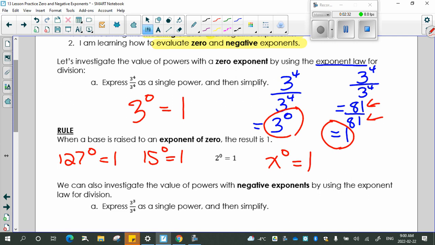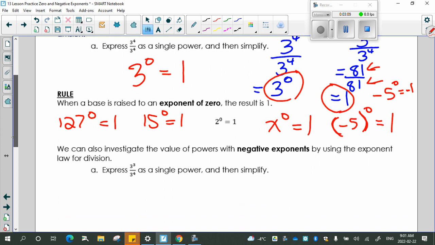Now, what do you think this would be? We have a positive 1, yes, because we're showing the base in brackets. But what about if I didn't show the base in brackets? What do you think that would be? Negative 1. The negative just hangs out in front. 5 to the 0 is 1. So watch for those brackets. The bracket shows you what the base is.